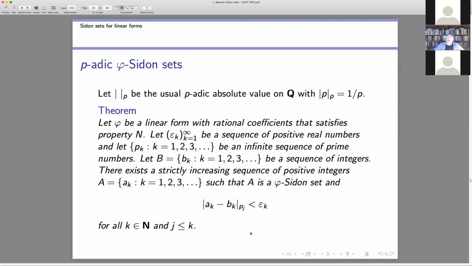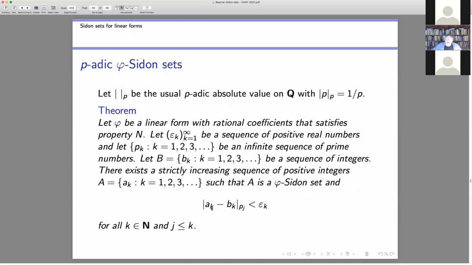Epsilon_k is any sequence of positive real numbers. p_k is any sequence of prime numbers. And now someone gives you a sequence of integers, b_k. So the theorem says there exists a strictly increasing sequence of positive integers, a_k. These integers don't have to be positive and they don't have to be different, but there's a strictly increasing sequence of positive integers, a_k, which is a phi-Sidon set with respect to this linear form.